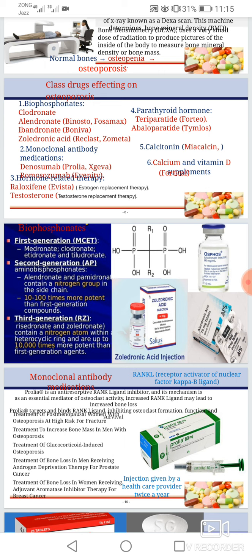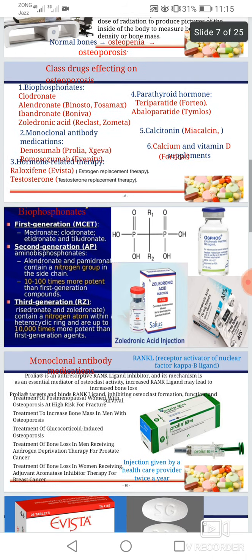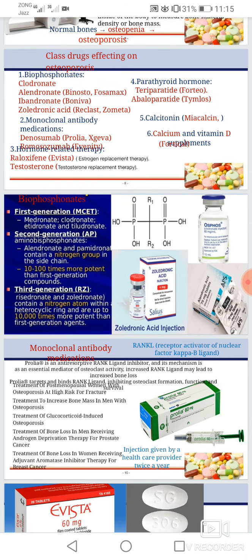There are six types of drugs: bisphosphonates, monoclonal antibody medications, hormone related therapy, parathyroid hormone, calcitonin, and calcium and vitamin D. So, bisphosphonates include clodronate, alendronate, ibandronate, zoledronic acid. Monoclonal antibody medications include denosumab, romosozumab. Hormone related therapy includes raloxifene, testosterone. Parathyroid hormone includes teriparatide, abaloparatide. Calcitonin, which is Miacalcin, and calcium and vitamin D supplements.